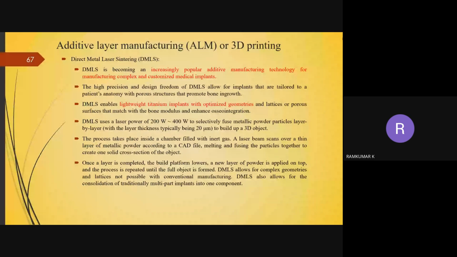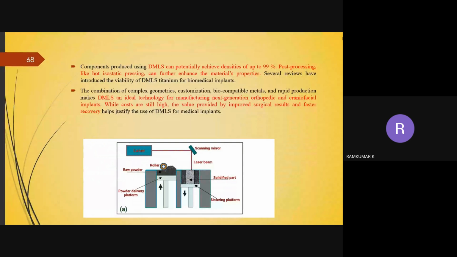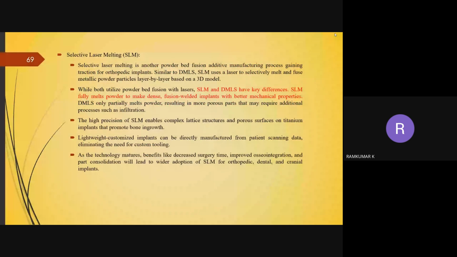Direct metal laser sintering is a popular additive manufacturing process where we can create lightweight titanium parts with optimized geometries. Here a laser power of 200 watt to 400 watt is used to create the 3D object according to the CAD file which was fed into the machine for the requirement. The maximum density obtained is 99%. After that, direct metal laser sintering requires post-processing to further improve the mechanical material properties. This is a diagram: you can see the raw materials are fed and the laser is fed. The next one is about selective laser melting.